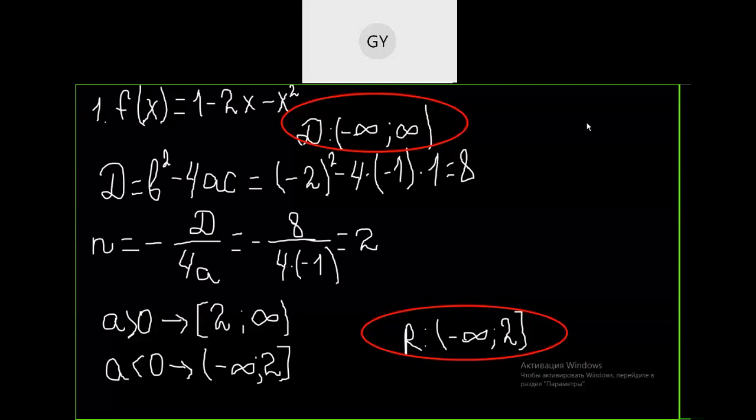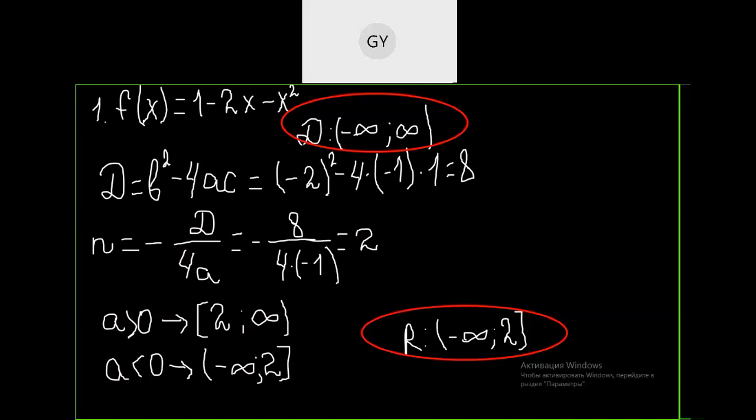Look at this, the first example. f of x is equal to 1 minus 2x minus x squared, and we have to find the domain and range of this function. Since it's a polynomial, the domain of this function is from negative infinity to positive infinity. And don't forget that all polynomials have domain from negative infinity to positive infinity, okay?